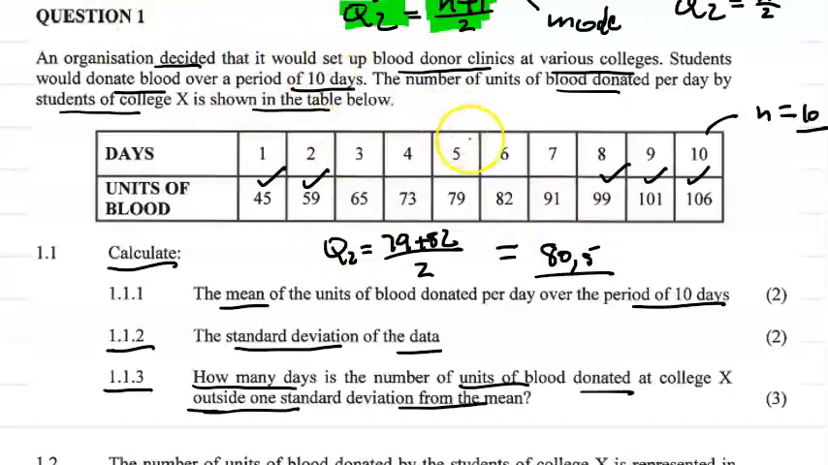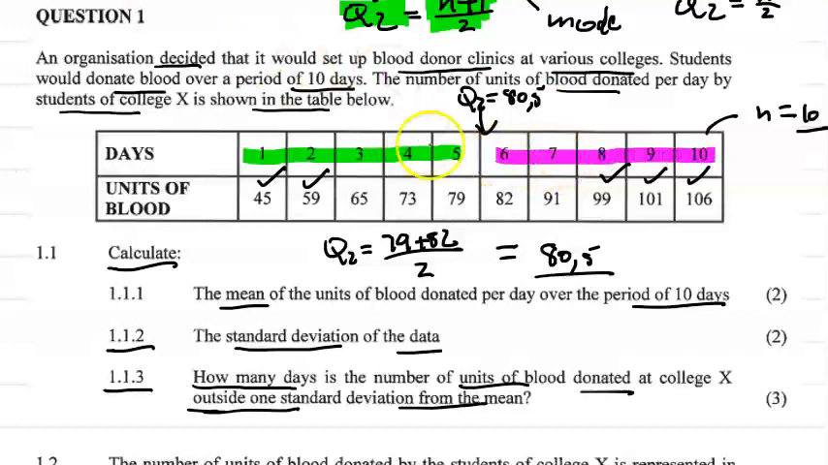Now it's very important for us to separate our values into the lower and the upper half of values. So remember that our median Q2 is equal to 80.5, and that goes in between the 5th and the 6th value. So the lower half of values here is basically from number 1 to 5, and then the upper half of values now is from 6 to 10. And what's important for us to understand here is that the first quartile, or the lower quartile, is the middle of the lower half of values. So that's going to be my Q1 value. And the upper quartile, or the third quartile, is the middle of the upper half of values. So that's going to be Q3.